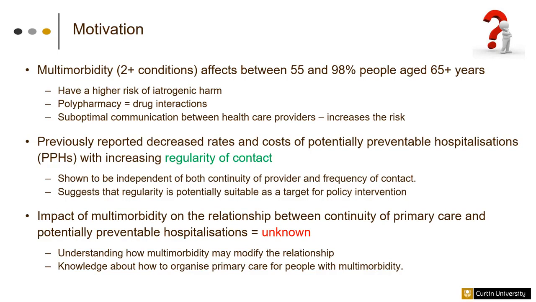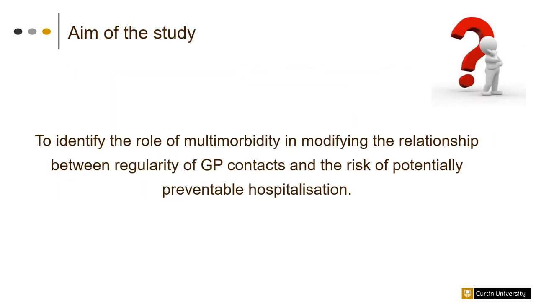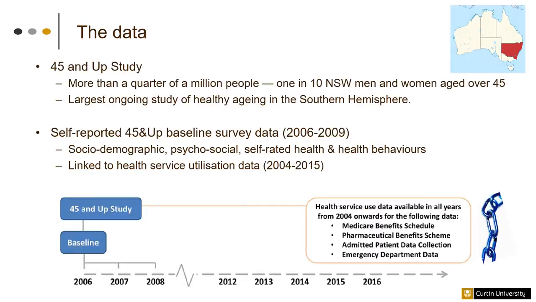Given the increasing prevalence of multimorbidity, understanding how it modifies the association of regularity and potentially preventable hospitalisations is important, since this may provide additional information for policy development. The aim of this study was therefore to identify the role of multimorbidity in modifying the relationship between regularity of GP contacts and the risk of potentially preventable hospitalisation.